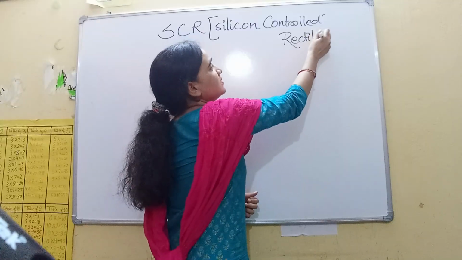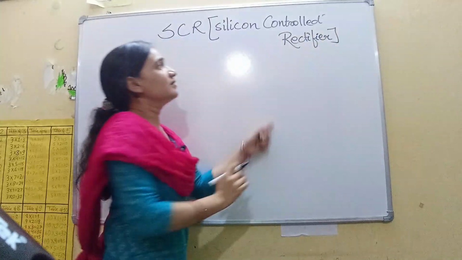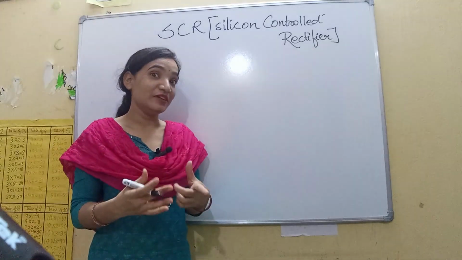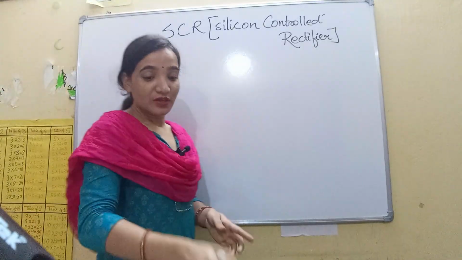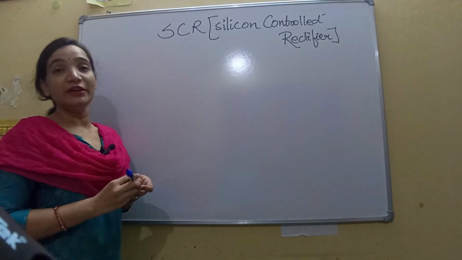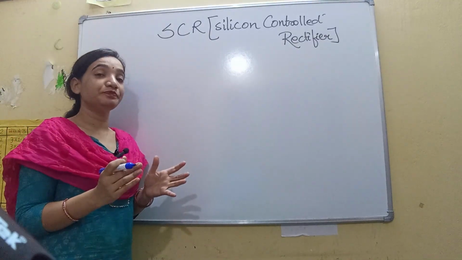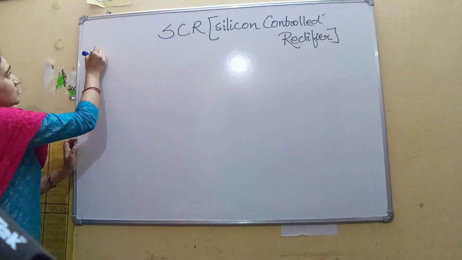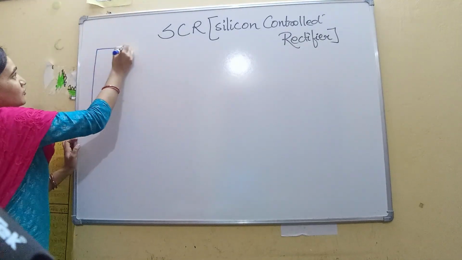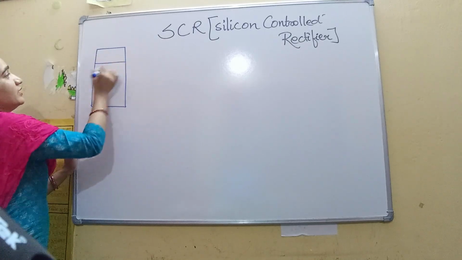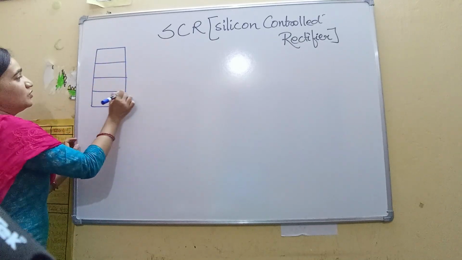Okay, so this means that controlled rectifier, we can control it in a better way. So let us try to know it. How we will try to know: first its basic construction. How does it look? So this looks like a four layer semiconductor device. It will have four layers, one, two, three, four.